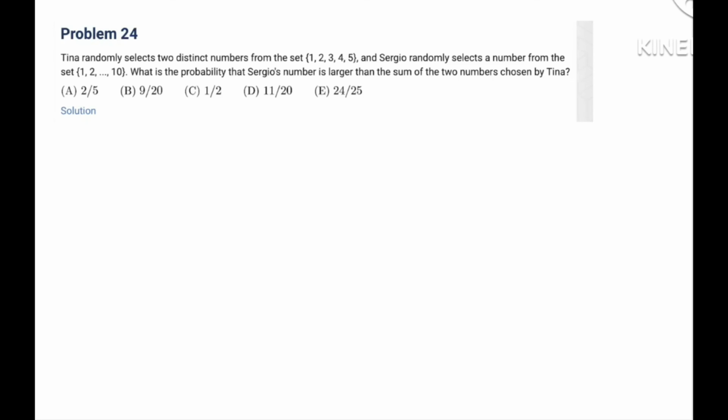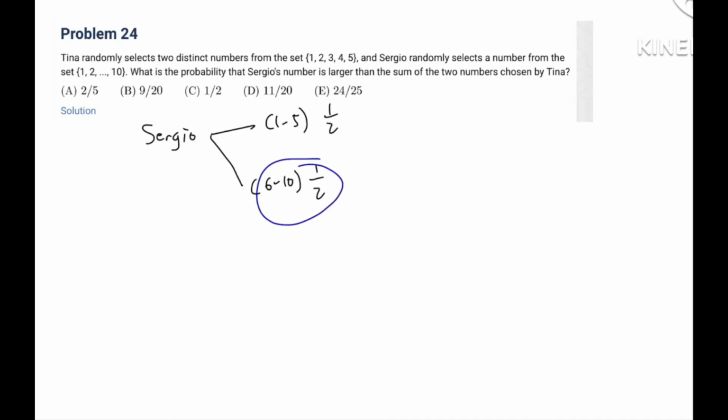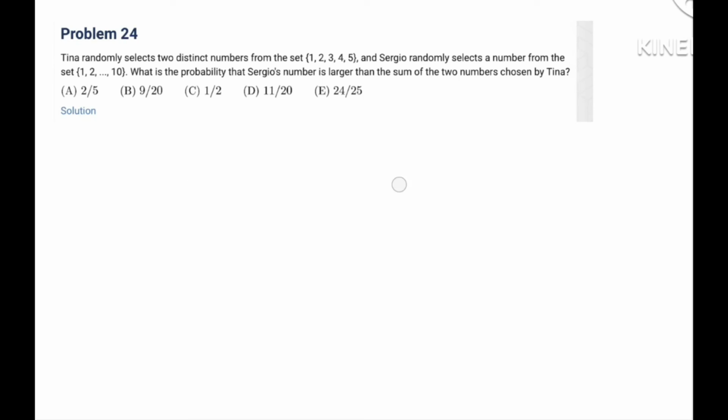So Sergio could have 2 probabilities. One, he could select 1 number from 1 to 5, or he could select 1 from 6 to 10. Both of these have 1/2 probability, and if he happens to get 1 from 6 to 10, then this would be 100% larger than the sum of, so Tina randomly selects 2 distinct numbers from the set.